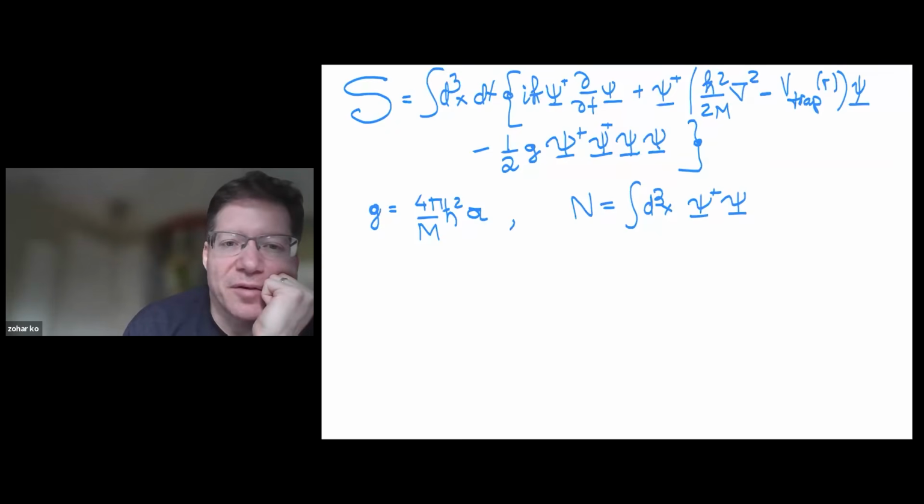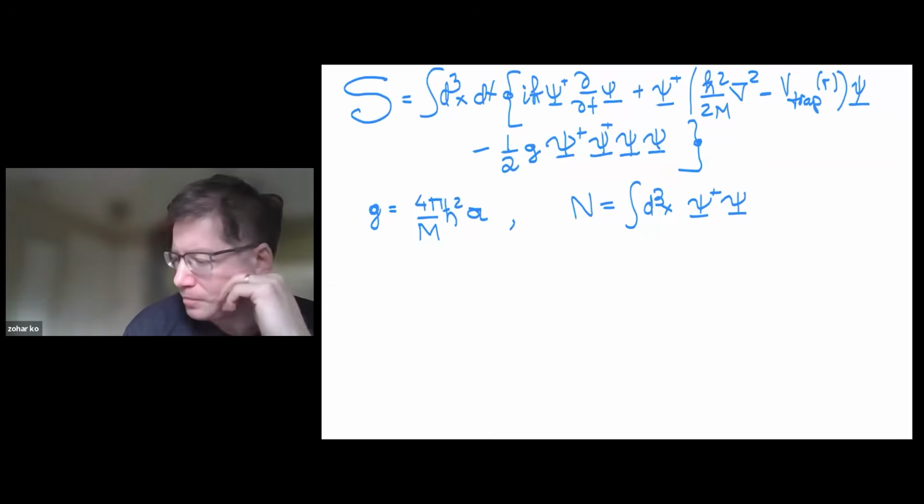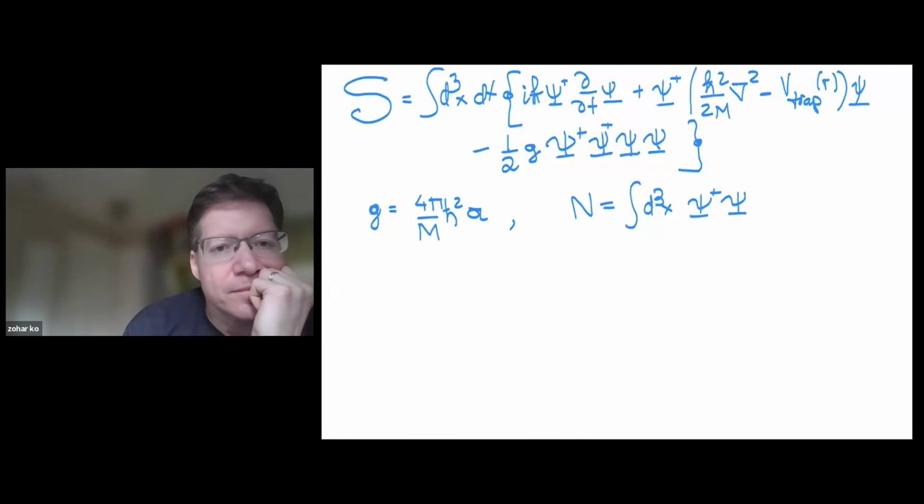It's in the second quantized formalism. Psi dagger adds particles. Psi subtracts particles from the bucket. And if you fix the number of particles, you can just try to solve it in the Hamiltonian formulation. Are there any questions about this formalism? Okay.